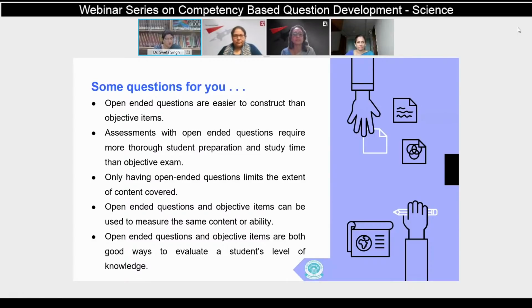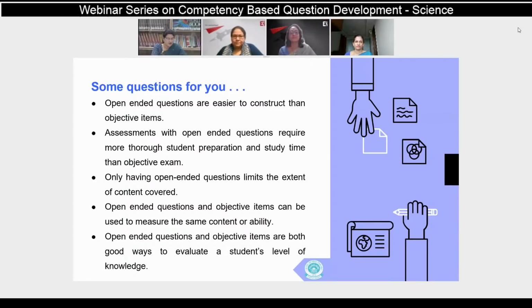The next statement is open-ended questions and objective items can be used to measure the same content, the same abilities, and the same LOs. Yeah, I think we are going to go into this in much more depth as we move forward. A lot of people might believe that MCQs are not able to always test certain cognitive levels in Bloom's taxonomy, etc. I think a lot of myths will be broken when we talk of that. So they can both actually test all kinds of content and ability.